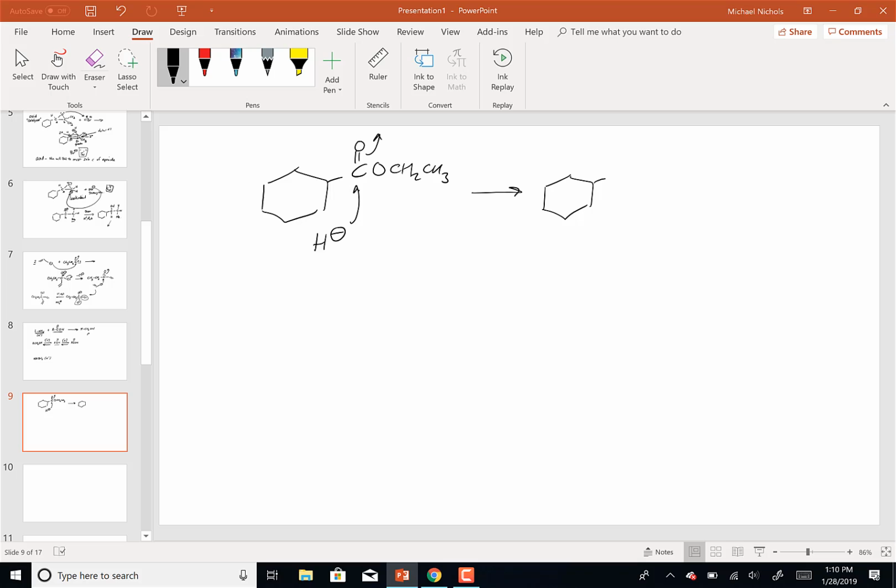Where have we seen that before? R minus. So R minus, H minus, all going to do the same thing. Attack the carbonyl, make the alkoxide. What's going to happen next?